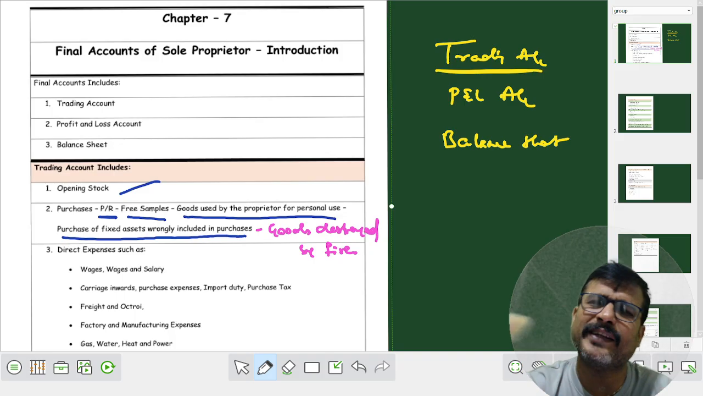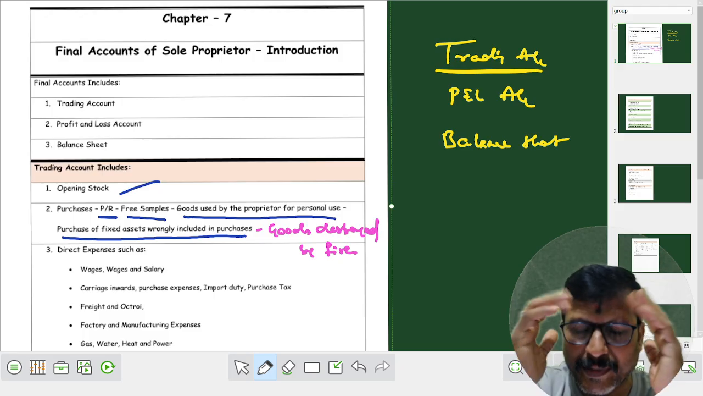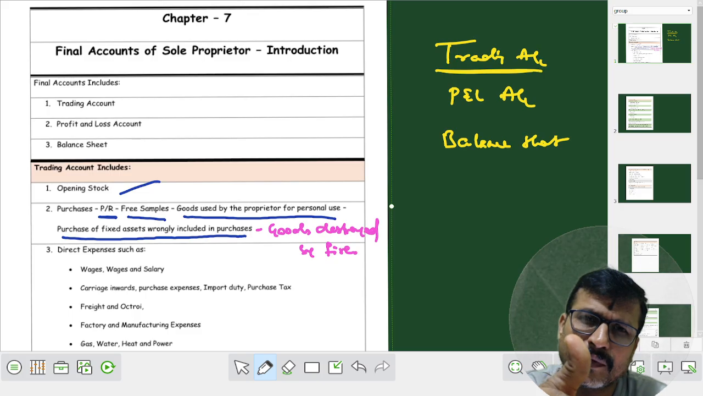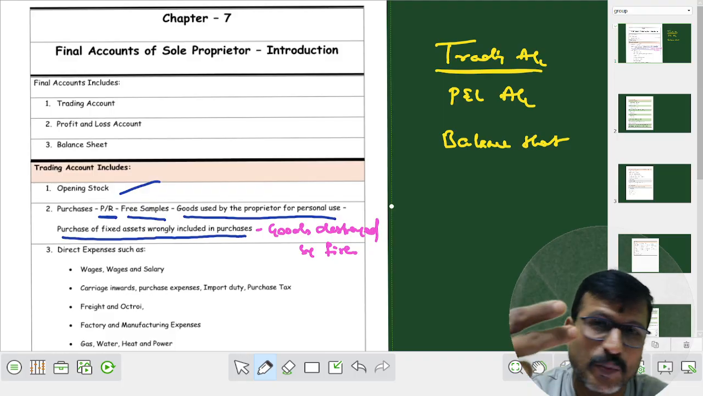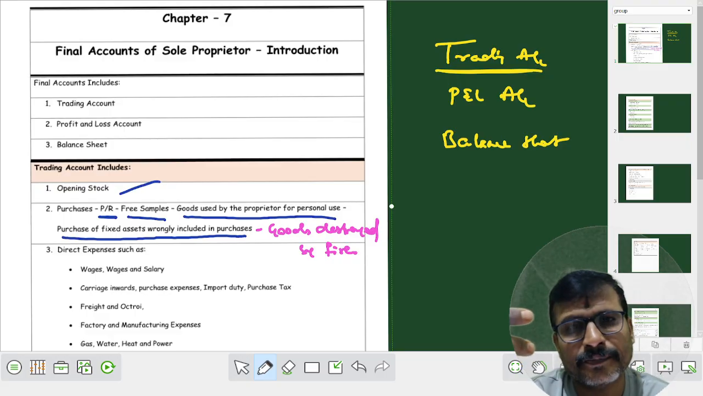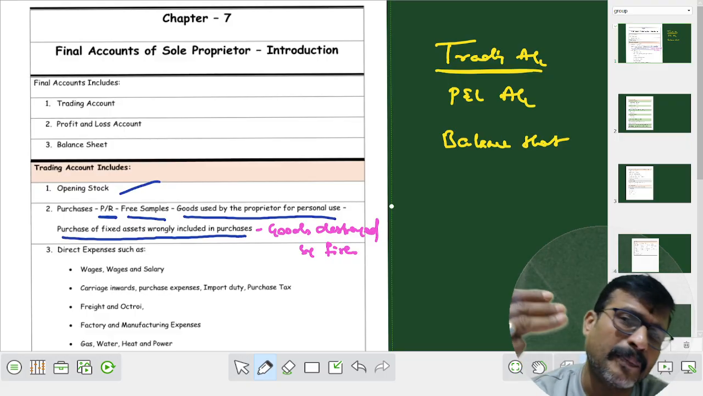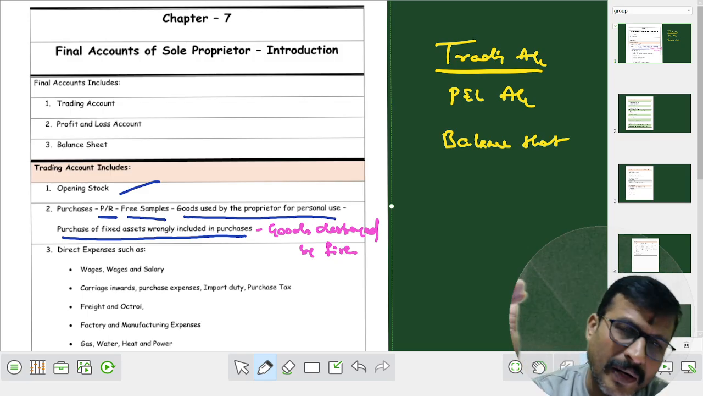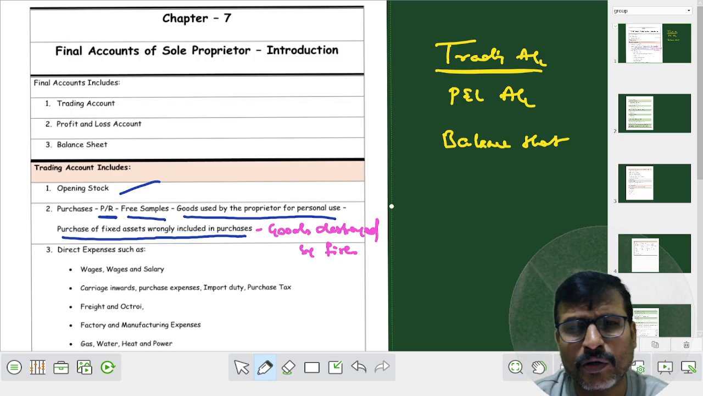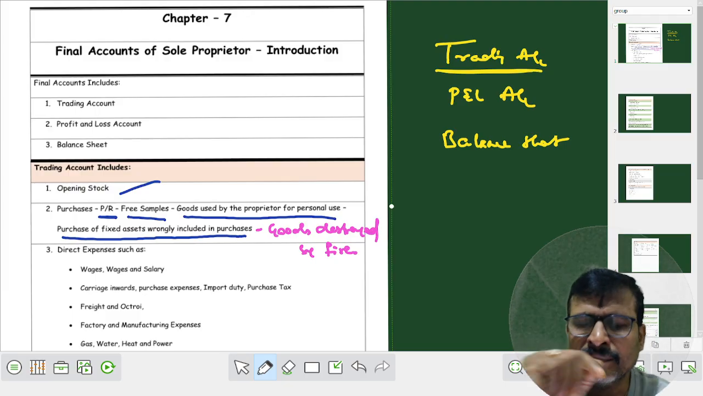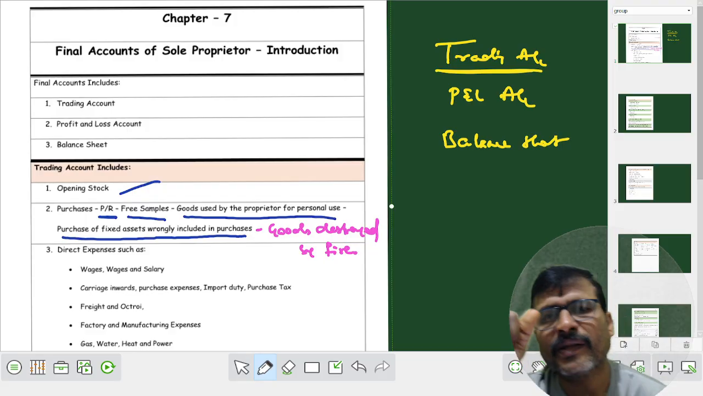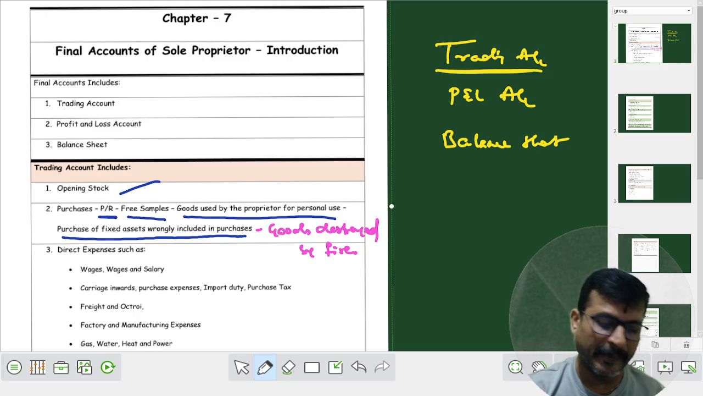Please remember what all the things we have to subtract out of purchases. Please make a note of it. From purchases, we have to subtract purchase returns, free samples, and the goods used by the proprietor for personal purpose. We have to subtract even the purchase of fixed asset wrongly included in purchases, my dear students. Apart from this, you have to make a separate note of the cost of the goods destroyed by fire. These are the items that we have to subtract out of purchases.